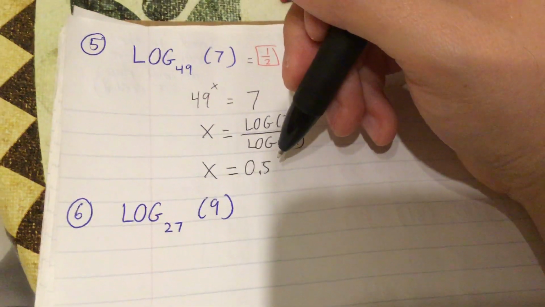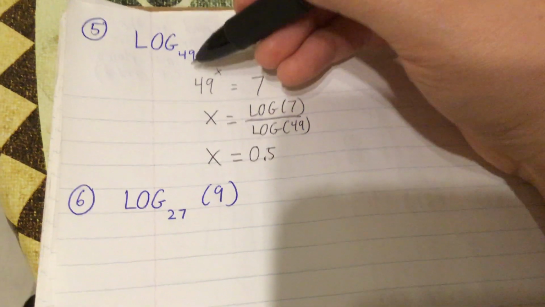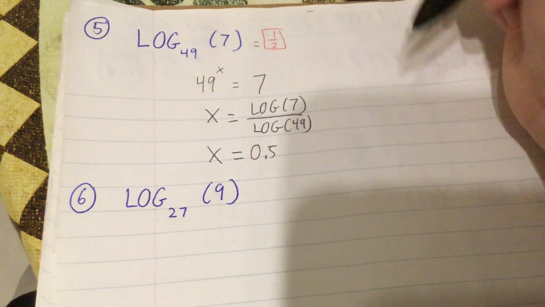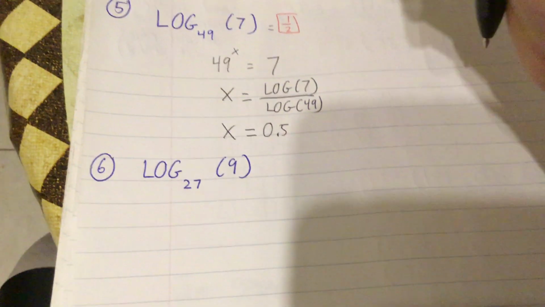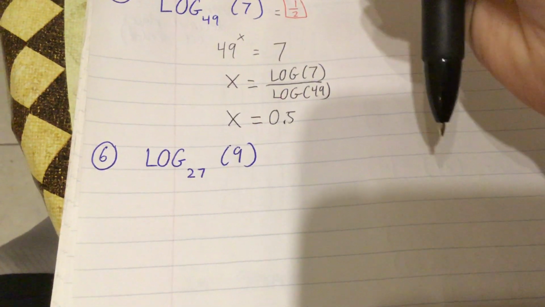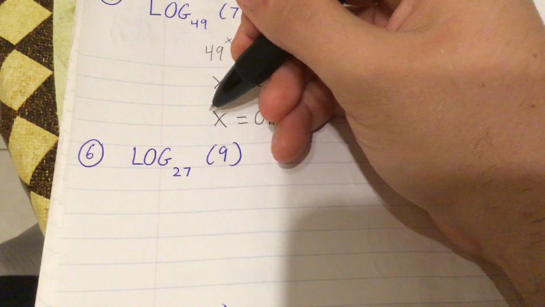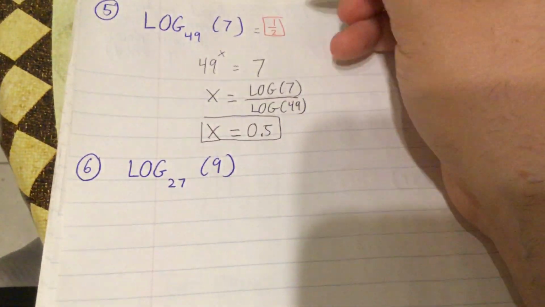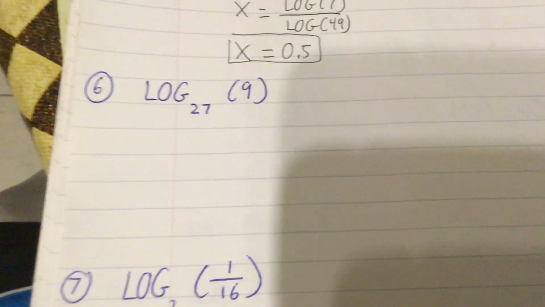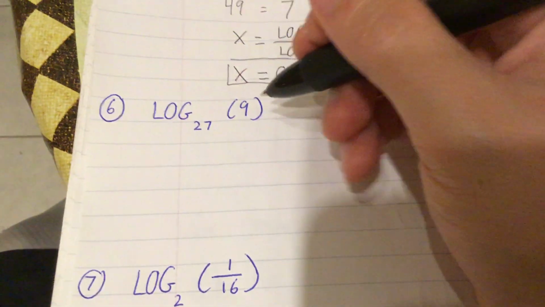If it ends in a decimal like 0.5, go for it. You can write log base 49 of 7 is 0.5. I'm not going to stop you. But if the decimal repeats, please indicate that it repeats. Or if you really want to show off, write it as a fraction. Okay. So log base 27 of 9.